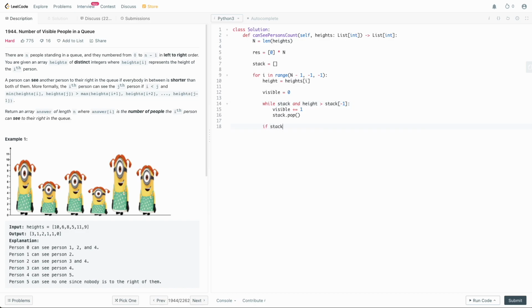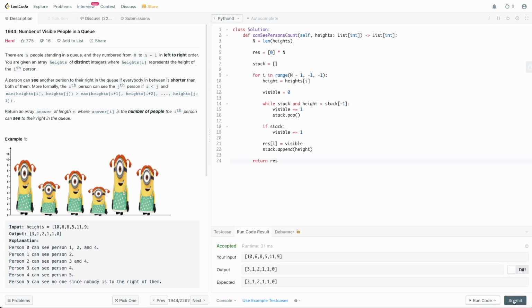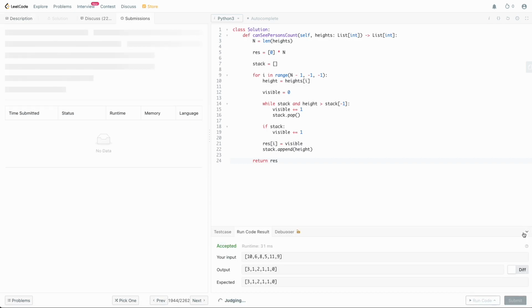So we're going to say if stack, so basically if there's someone left that we can see, we need to account for them. We're going to say visible plus equals 1, and that is going to track how many people are visible. And now we just need to say res of i is going to equal the number of visible people, and we're going to append our current height to the actual stack, and we're going to continue on from right to left. And all we need to do is just return our result at the end. Let me just make sure I didn't make any syntax errors, and it looks like we're good to go, and we can fire this off.